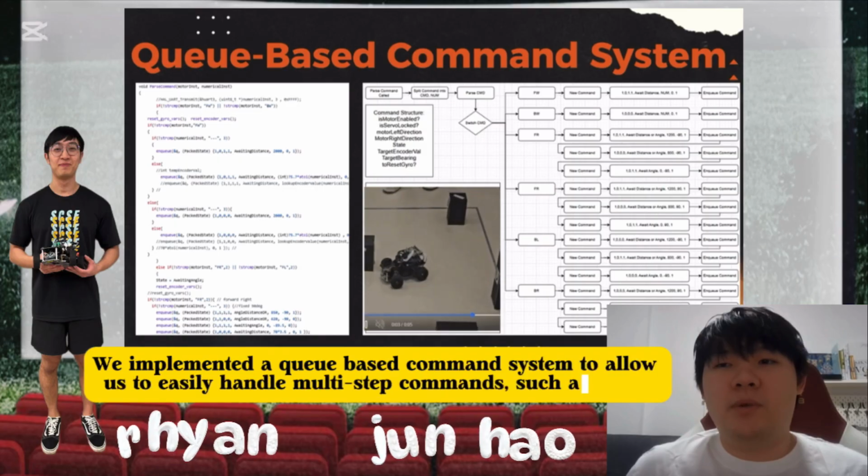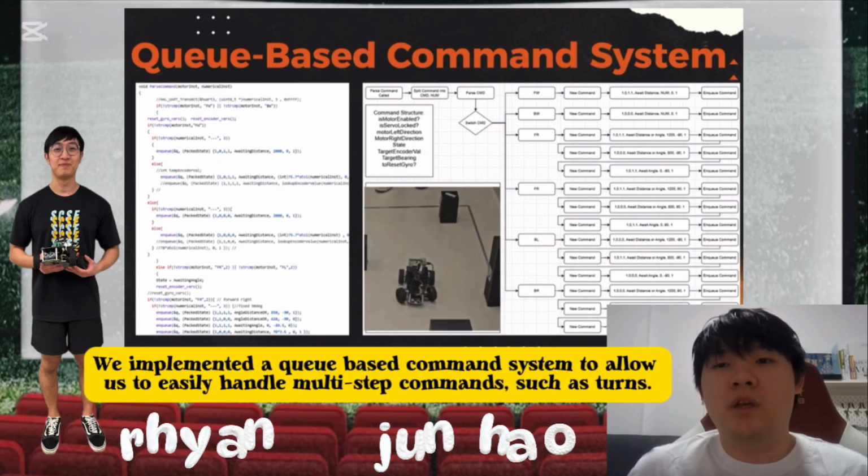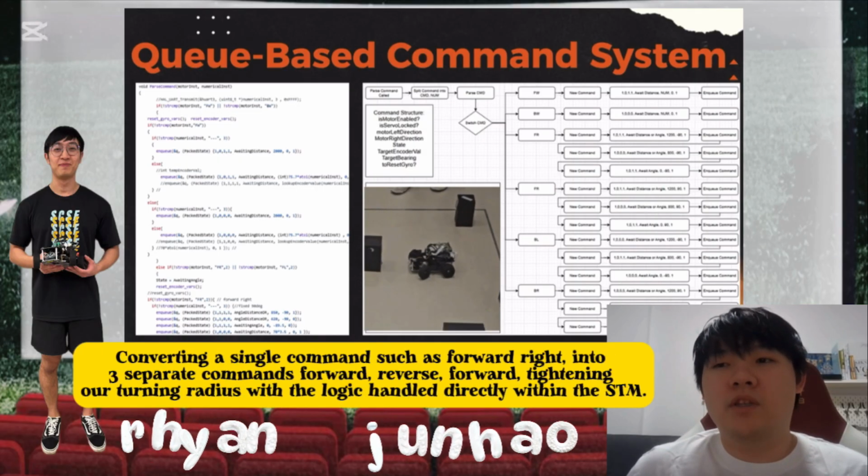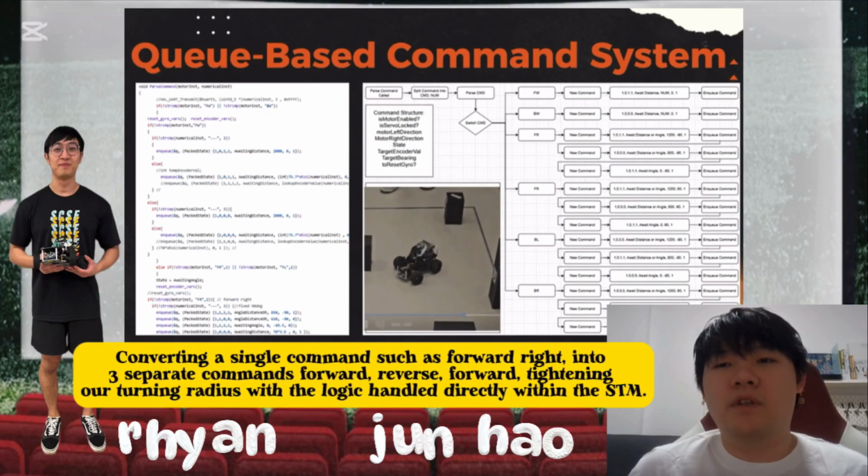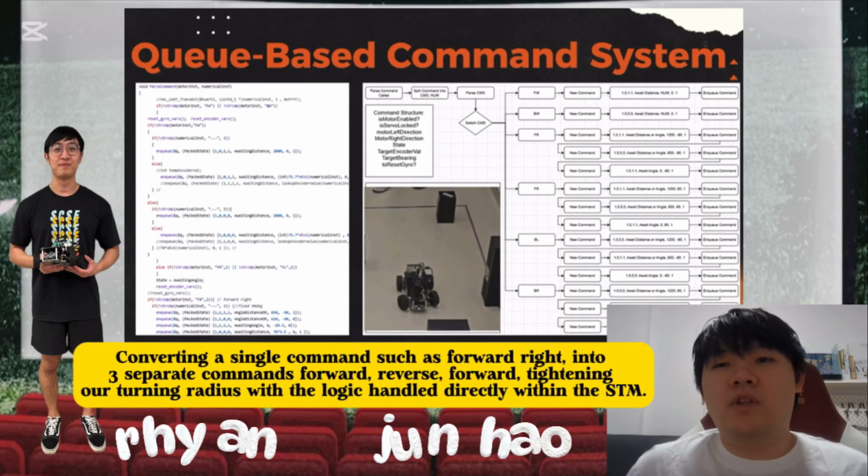We implemented a queue-based command system to allow us to easily handle multi-step commands, such as turns, converting a single command, such as forward right, into 3 separate commands, forward, reverse, forward. Tightening of turning radius with the logic handled directly within the STM.